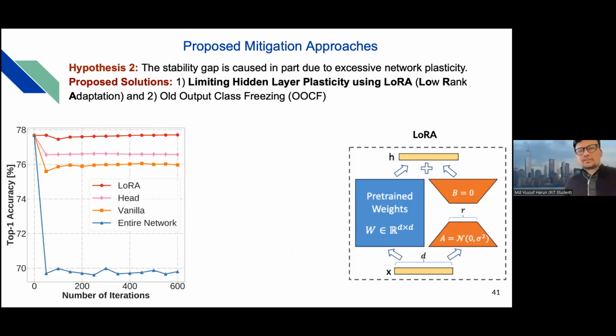For our second hypothesis, we explored limiting plasticity in the network using low rank adaptation. In NLP, low rank adaptation is widely used because fine-tuning large language models is very expensive. They try to figure out how to efficiently adapt a part of the network instead of the full model, and achieve similar performance as full fine-tuning. But in computer vision, it's underexplored. So we try to use low-rank adaptation to balance the plasticity in the network.